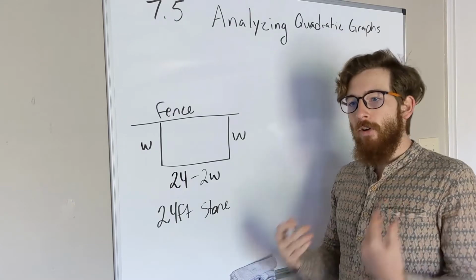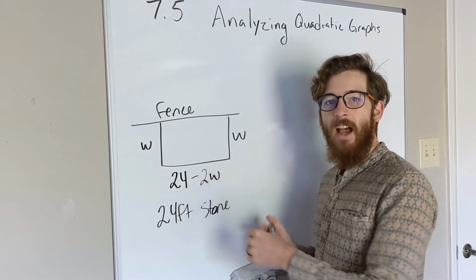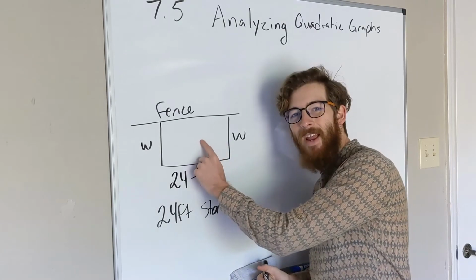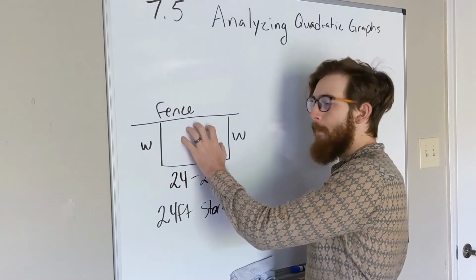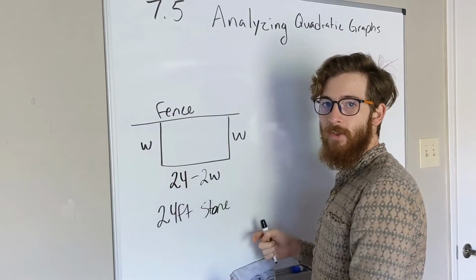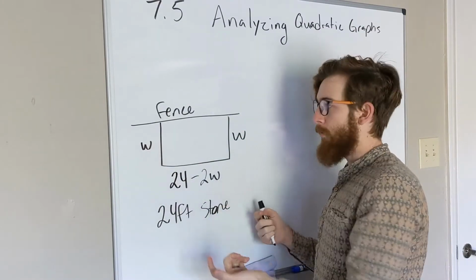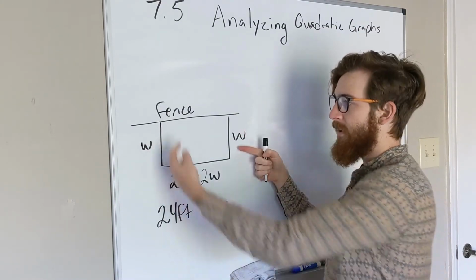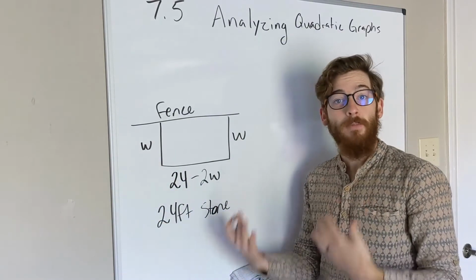So that'd be 24 minus 2W. Okay, but not only do I want to figure out how much each side is, I want the maximum amount of area that this space can cover. So I want the maximum amount of area for my 24 feet going this way and this way. So I want to know, should I use 6, 6, and 12? Or maybe I should use 7, 7, and 10. Or maybe some crazy decimal.